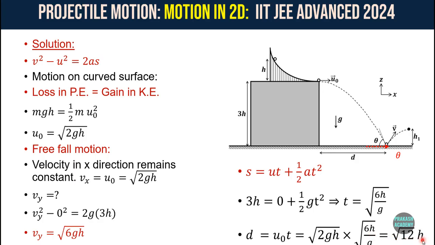So if I plug in this time, then I will get d equals under root 12h. Remember, the time in the y direction is the same as the time in the x direction, because the ball will hit here. So in the same time it has fallen through this distance, and in the same time it has gone from here to here. So time from this equation is the same as time from this equation.